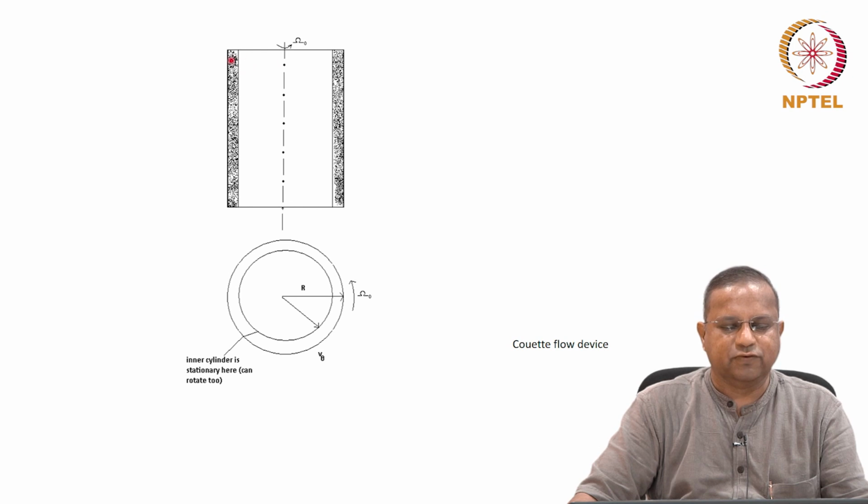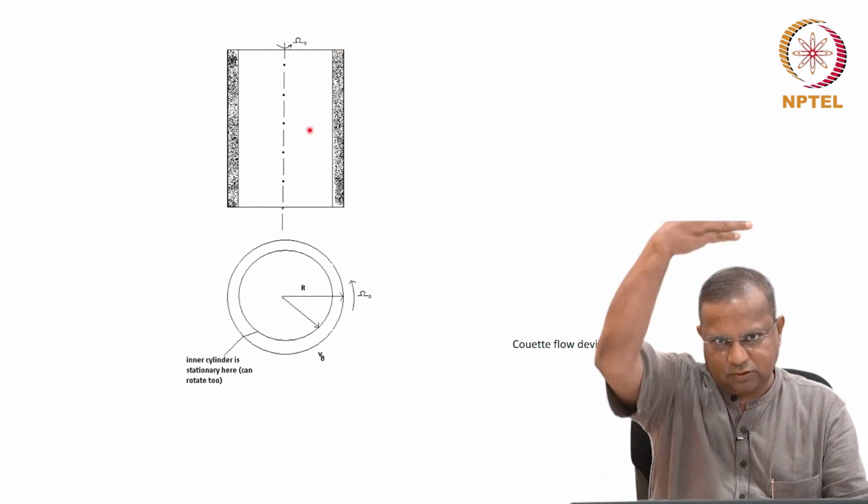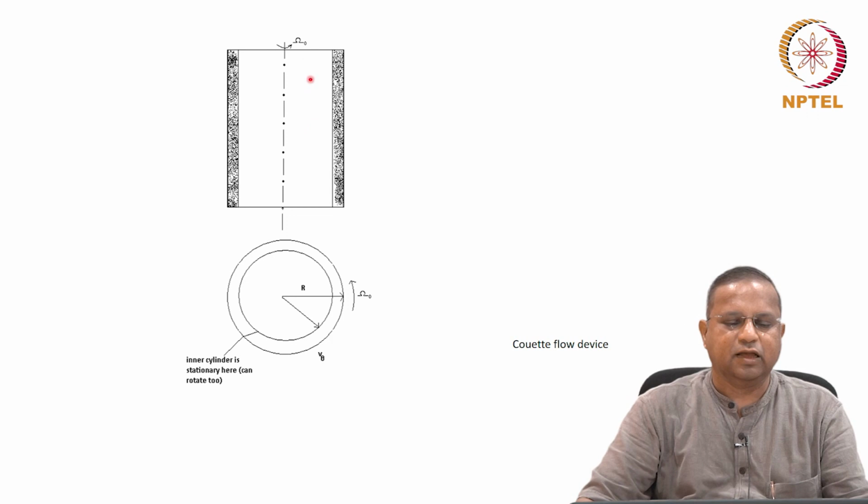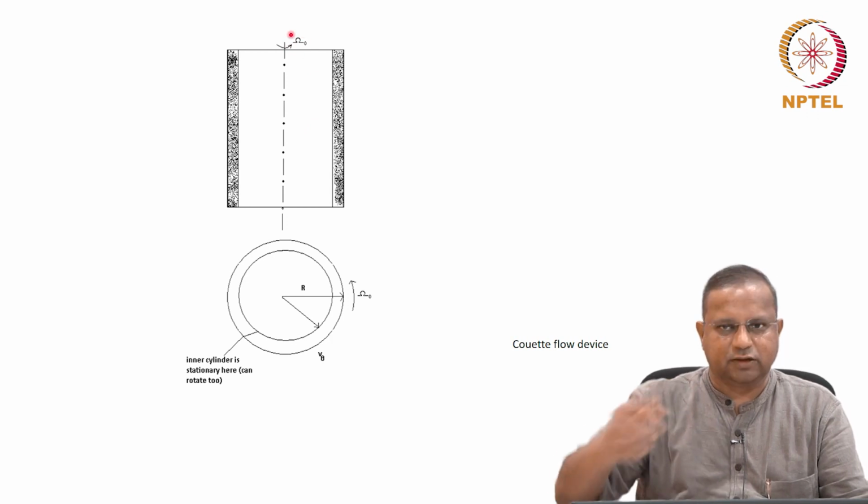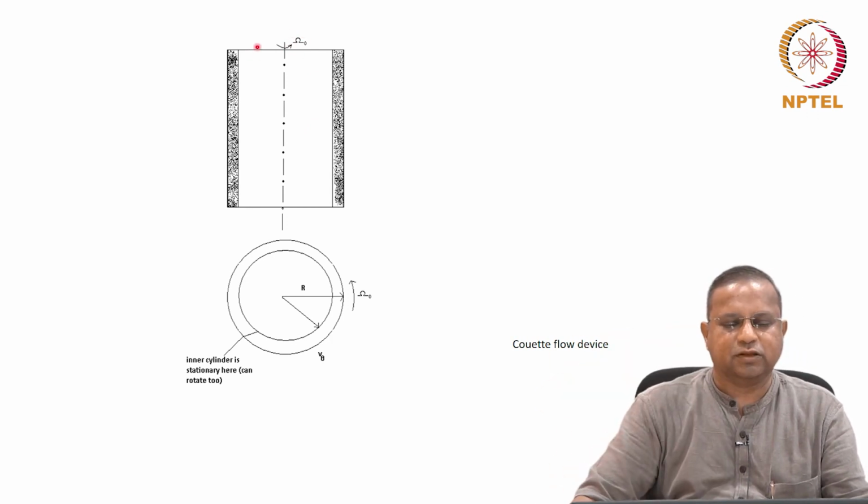So this is the schematic here. This is the longitudinal section. You have the axis of the cylinders here. You have the inner cylinder represented by these two lines. You have the outer cylinder represented by these two lines. It's a cylinder; you cut it like this, it's going to look like this. And this is rotating in this direction with an angular velocity of omega naught.